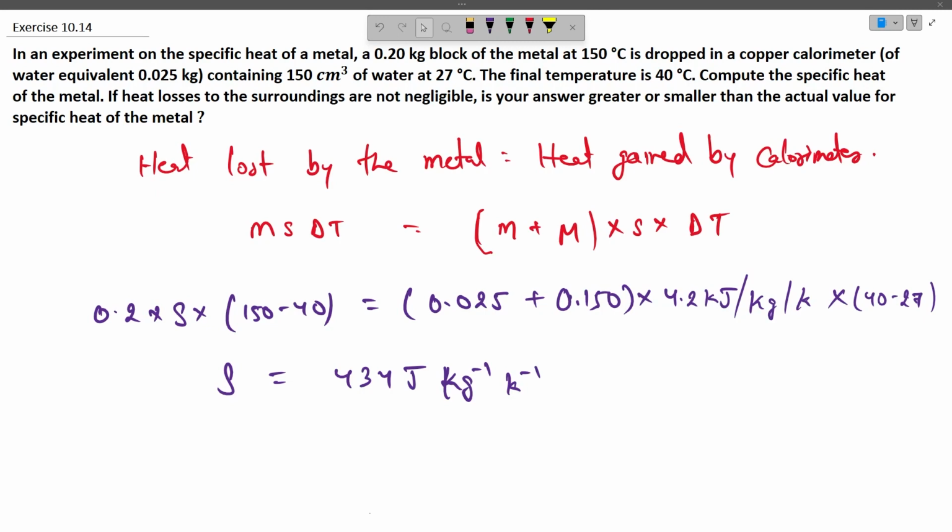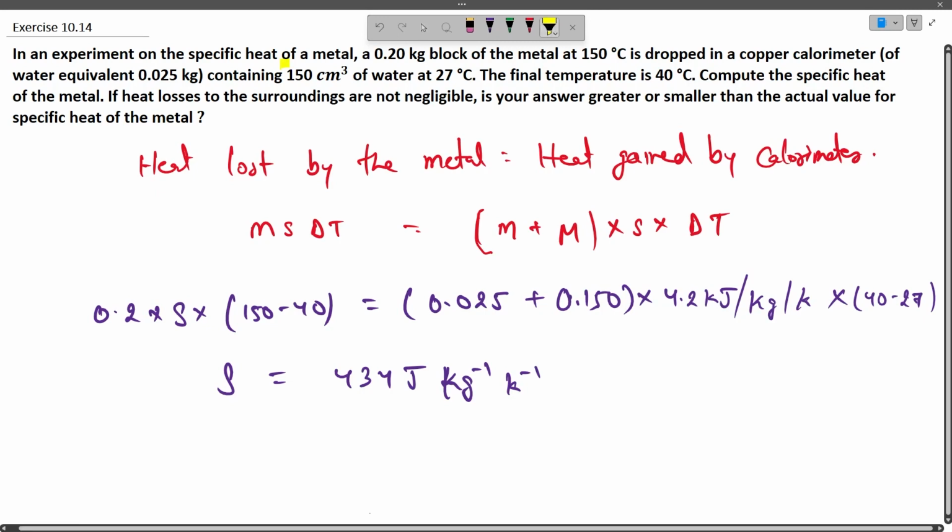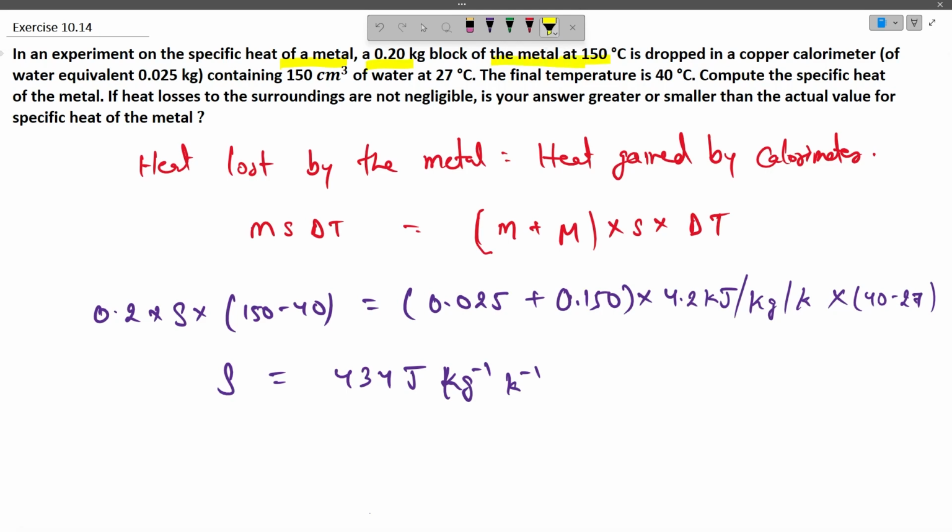The question says that in an experiment on the specific heat of a metal, a 0.02 kg block of metal at 150 degrees centigrade is dropped in a copper calorimeter of water equivalent 0.025 kg containing 150 cm³ of water at 27 degrees. The final temperature is 40 degrees centigrade. Compute the specific heat of the metal. If the heat losses to the surroundings are not negligible, is your answer greater or smaller than the actual value for the specific heat of the metal?